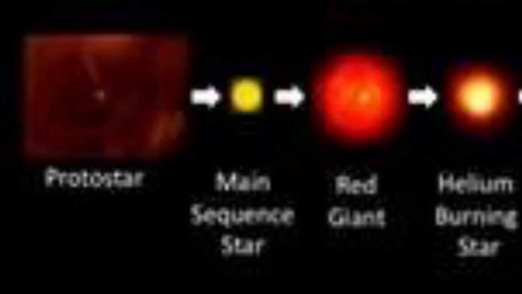I will first be explaining the life cycle of a low-mass star. Here's a simple diagram of just a low-mass star. There are 6 main stages in the life cycle.